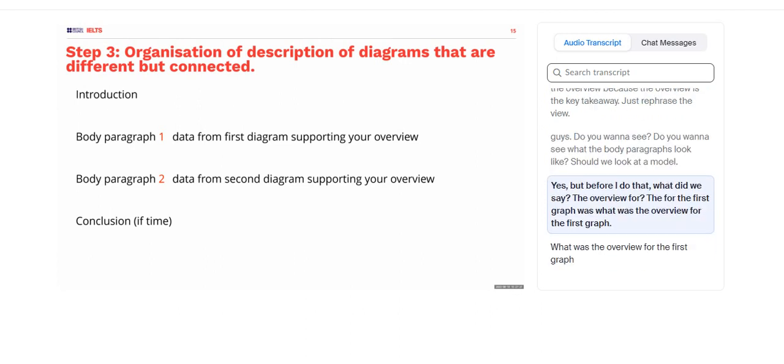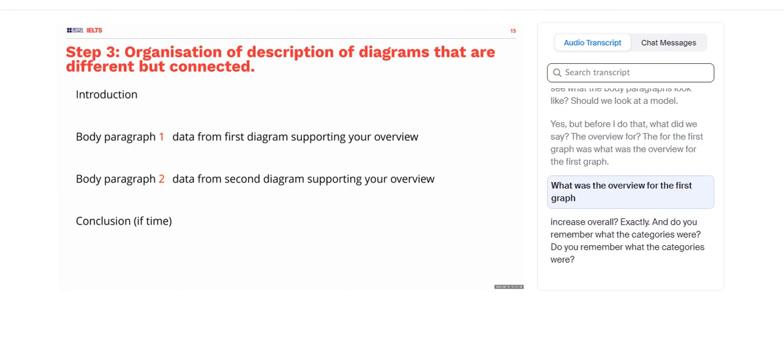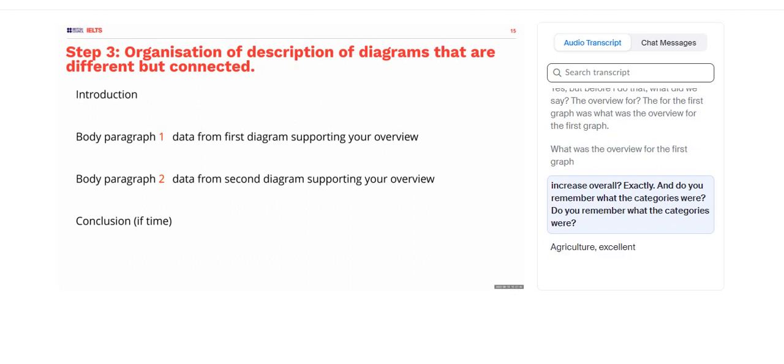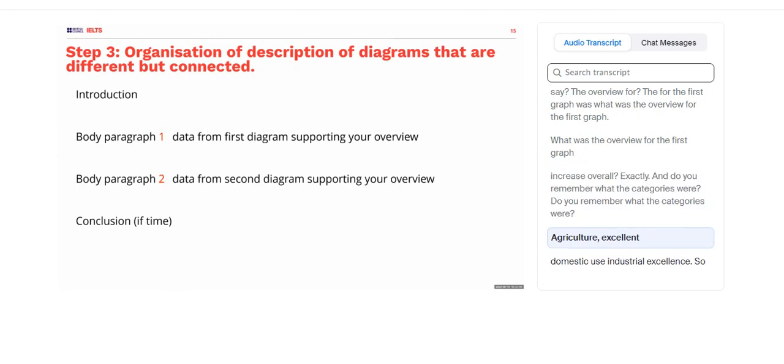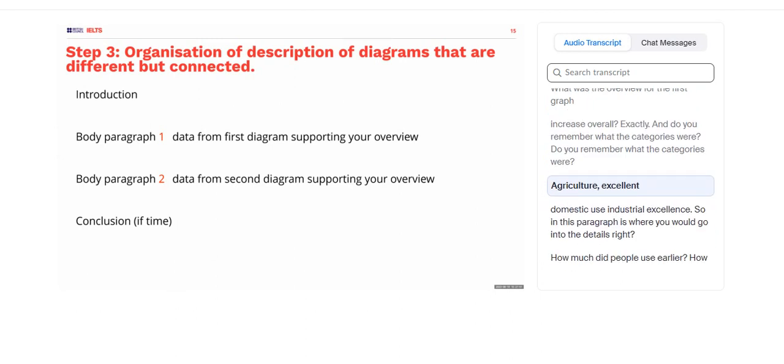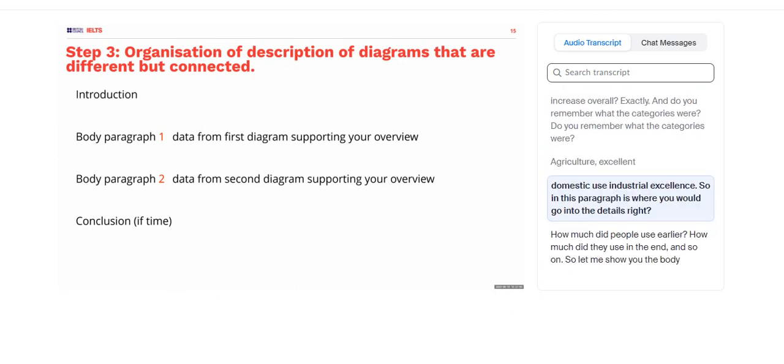Yes. But before I do that, what did we say the overview for the first graph was? Increase overall, exactly. And do you remember what the categories were? Agriculture, excellent. Domestic use, industrial. Excellent. So in this paragraph is where you would go into the details, right?